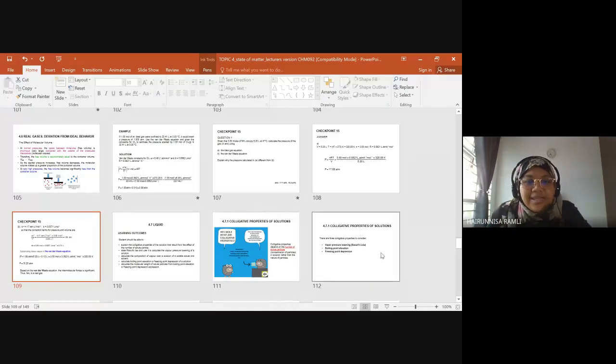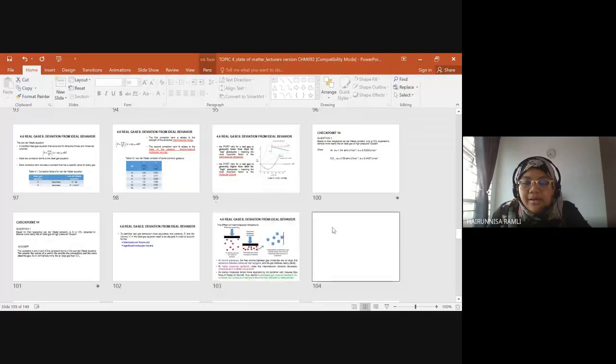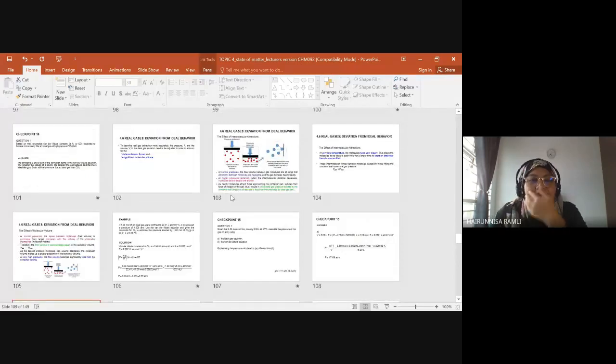Especially on the real gas. I know that it's very complex and very... why is it like this? So I'm not going to be angry if you don't understand, because this is the first time you encounter this situation, real gas.